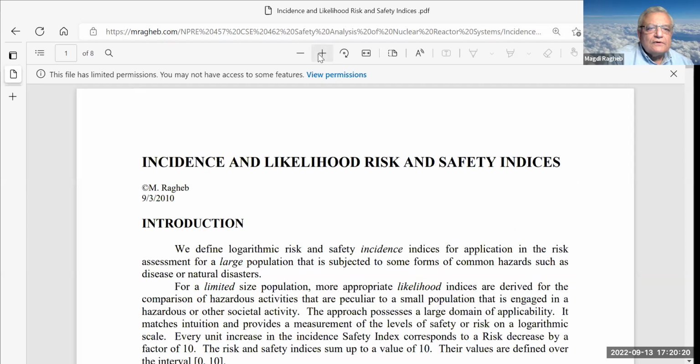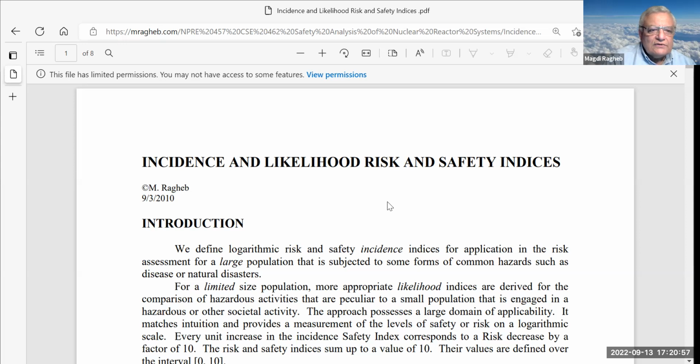We are going to introduce the concept of an index. The index is a way of assessing the level of risk or safety, similarly to the case of the Richter scale or the Torino scale that are introduced in assessing the level of damage that can be caused by natural phenomena. But our approach applies to any kind of societal activity, as we'll see.